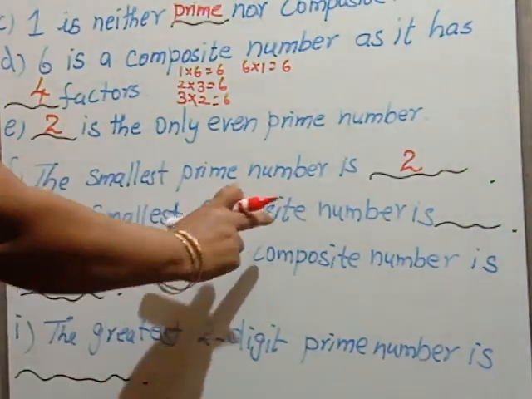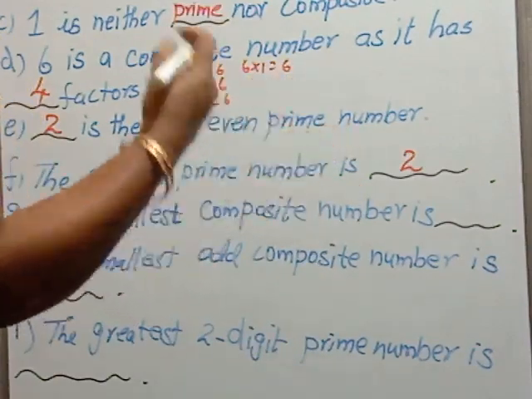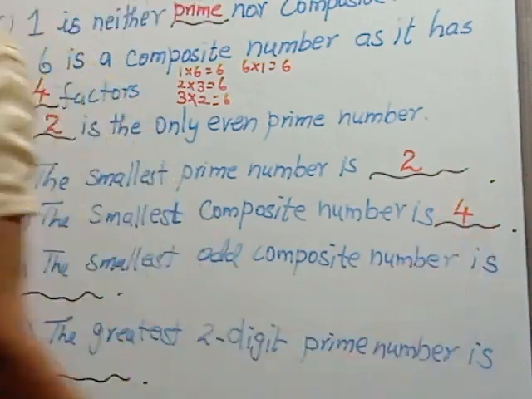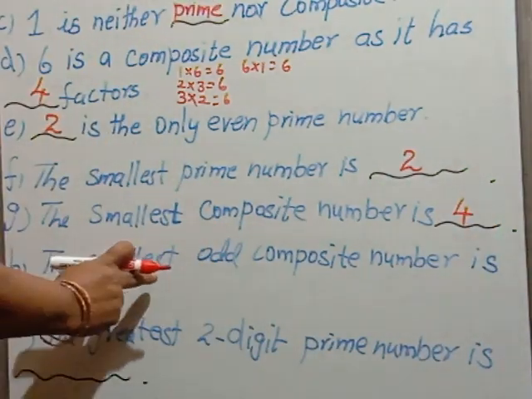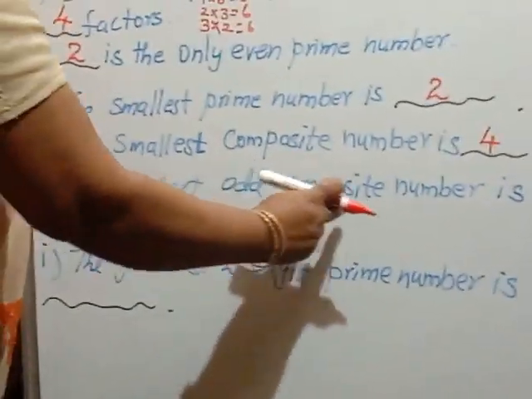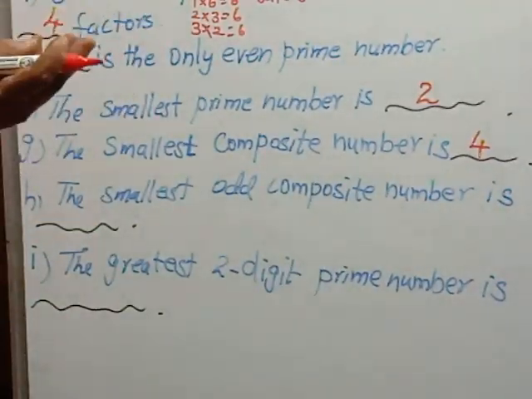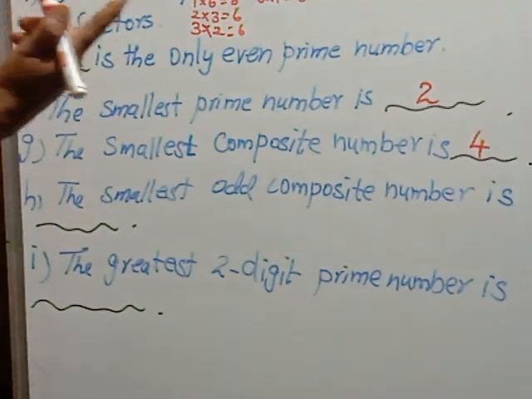The smallest composite number is which one? 2, 3, then what is the next number? 4. 4 is not a prime number, so it is considered as a composite number. The smallest odd composite number is. How will you find out? 1 is not prime and not composite. 2 prime, 3 prime, 4 composite.